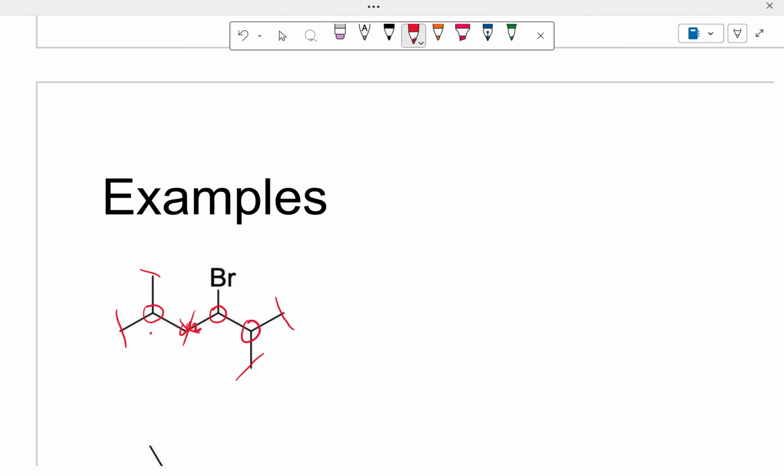So let's look at the first one. I'm going to call this carbon A so that we can talk about it. If you look at carbon A, for it to be chiral, it has to have four different groups around it. If I look at this group, that's a CH3. If I look at this group, that's a CH3. So I'm not going to even bother looking at the other two groups. I have two of the same groups there. That can't be chiral.